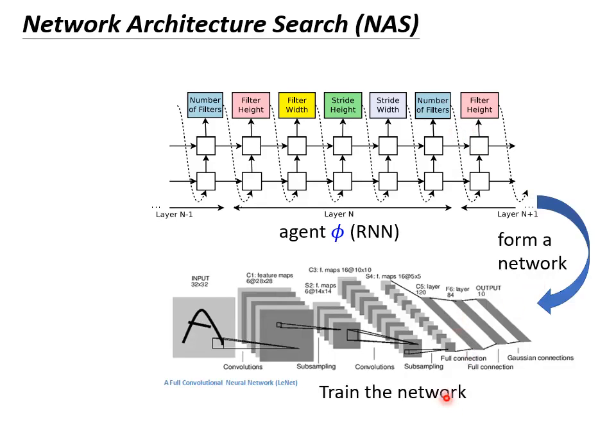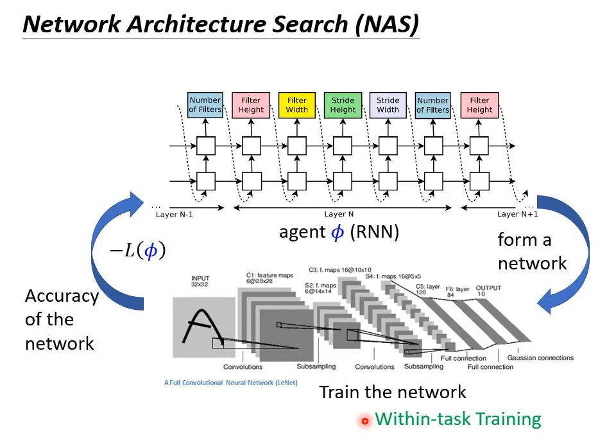Then you train the network on the training examples. And training this network is actually within-task training, in the terminology of this tutorial. I know that in NAS, people do not use this terminology. But training the network generated from this recurrent network, which generates a hyperparameter from which you have a network, is within-task training.